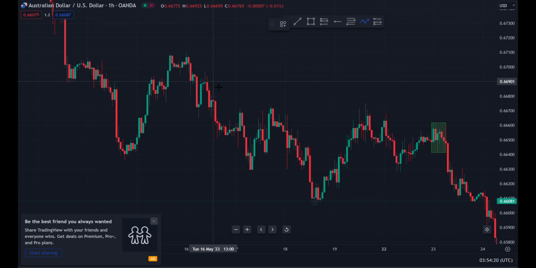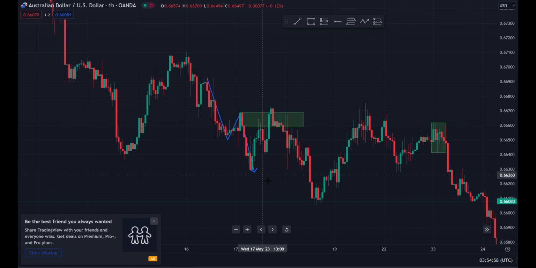I'm going to count this as my first drop from here to here. This is my retracement, and this is my second drop. So the market, this is my base, and there. So this is a drop, base, drop. Just spotting a drop, base, drop.